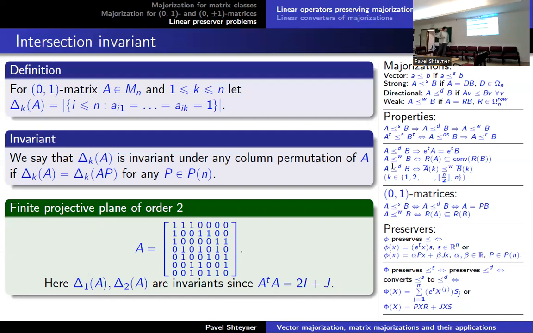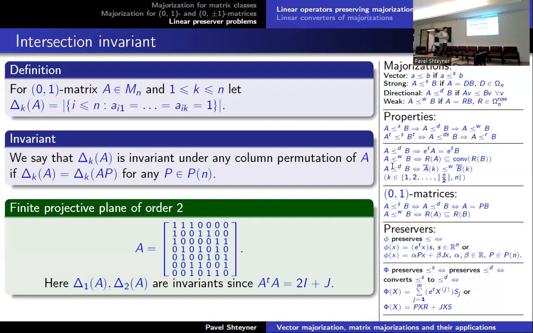That is because A transpose times A equals two times the identity matrix plus J. So what it means is that every column of A has three ones, because the diagonal here is three. So delta 1 is invariant. Delta 2 of A is also invariant because every off-diagonal element is one. So here, every two columns intersect in exactly one row. By intersection, I mean the number of rows which have ones in both columns.